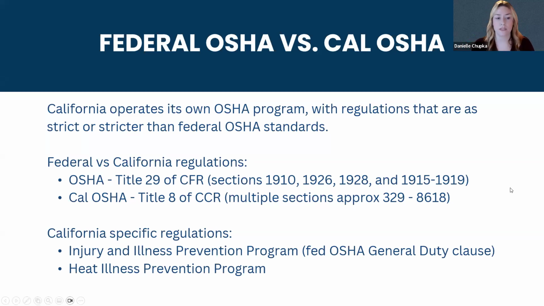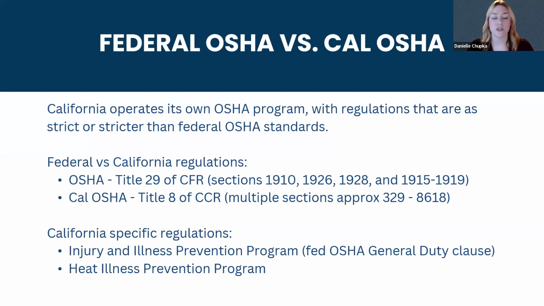Some of the California specific regulations, as I sort of misspoke a second ago, the heat illness prevention program is a California specific standard. The federal OSHA program has been working on trying to create a heat illness prevention program, but at this time, that is a regulation that Cal OSHA has created on their own, in order to keep up with best standards and really protect workers.